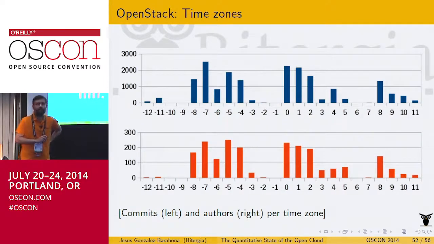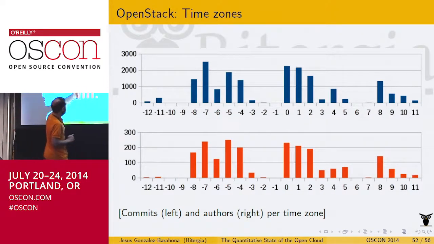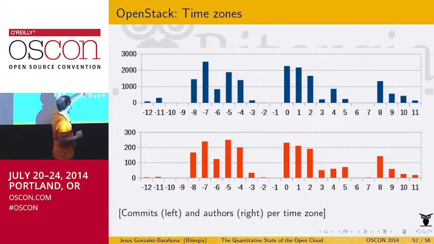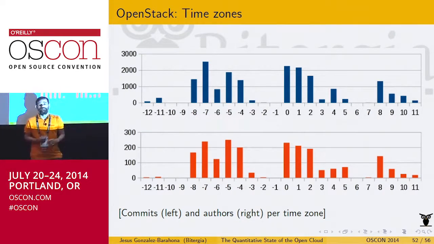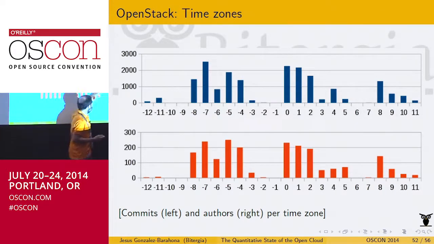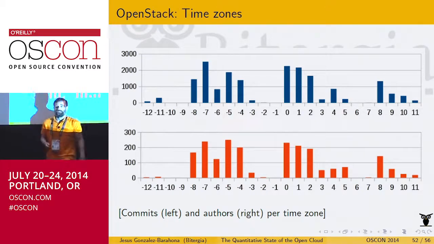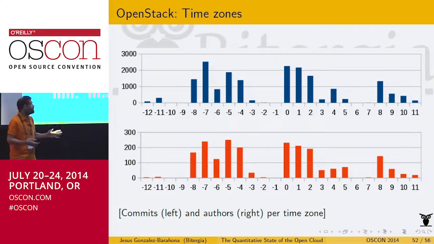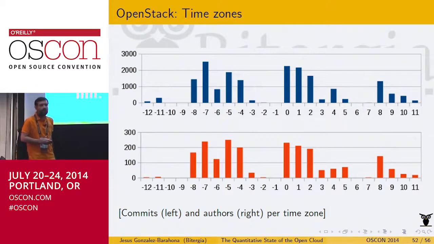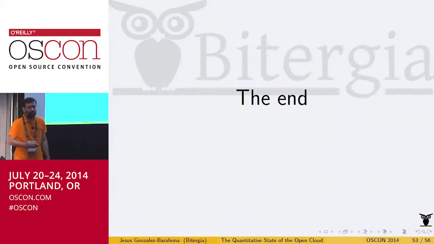And this is OpenStack. You can see West, East Coast, Europe. This is the area around Russia, Middle East, etc. And this is India. This is China. This is Japan, Korea, and Australia, basically. Okay. So you can see how people are a bit more spread in the world.